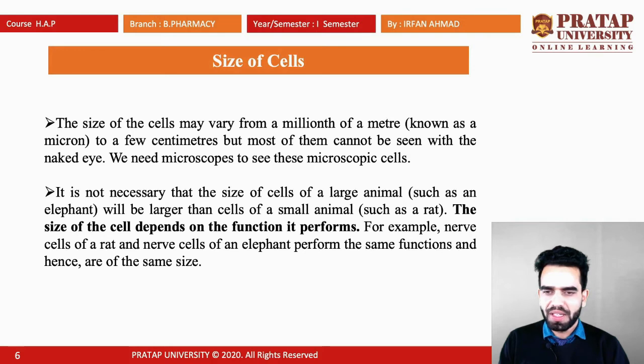For example, the nerve cell of a rat and the nerve cell of an elephant perform the same functions and hence are of the same size. So the nerve cell of the rat, which is small, and the nerve cell of the elephant, which is a bulky animal, both perform the same functions, and hence both have the same size. So size does not depend upon the size of an organism. It depends upon the function it will perform.